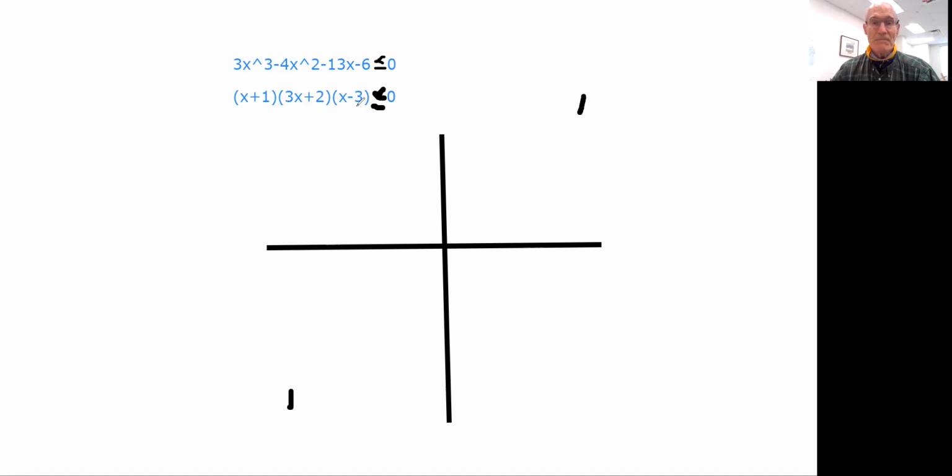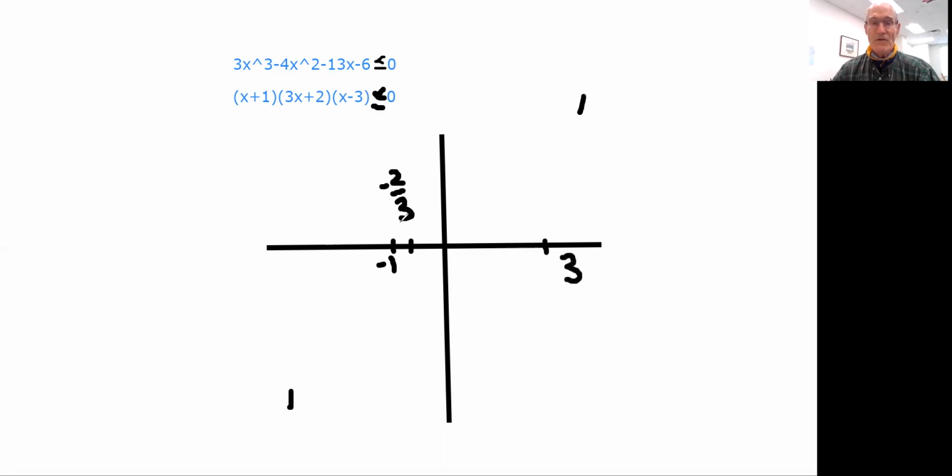And what we see here, we have a root at -1 here. So this is going to be a -1 root. And then we have a root at -2/3, which is fairly close here. So this is going to be our -2/3. And then we have a root over here at +3. So we can make this +3.